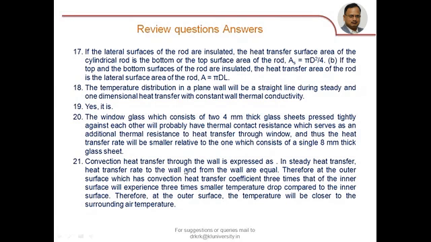Now, convection heat transfer through the wall is expressed as in steady state, the heat transfer rate to the wall and from the wall are equal. Therefore, the outer surface which has a convection heat transfer coefficient 3 times that of the inner surface will experience a small temperature difference. So the more the convective heat transfer coefficient, the less the resistance, and the less the temperature difference between the surface and the wall.